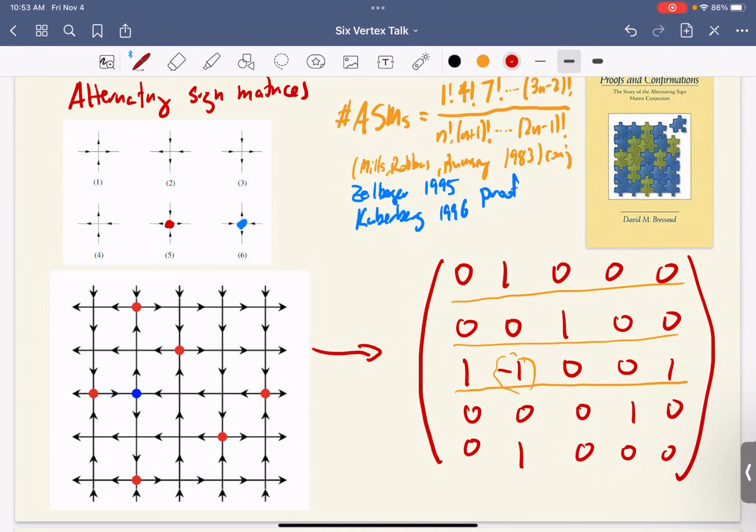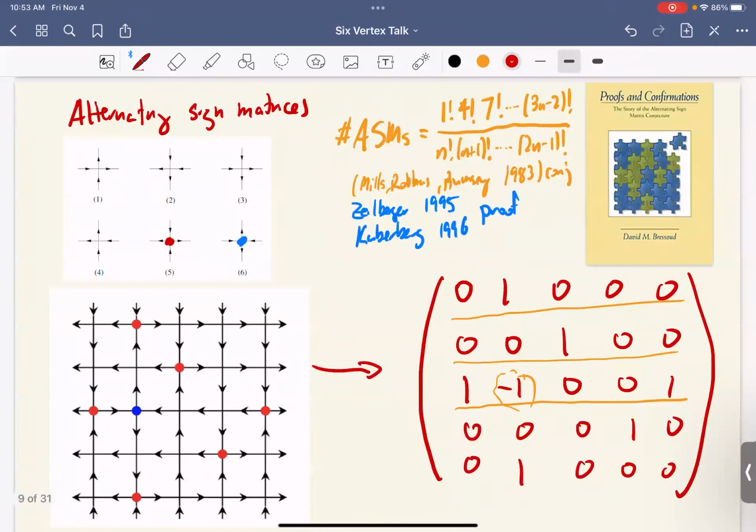But yeah, I think that is the origin. Then it turned out these guys, Mills, Robbins, and Rumsey, were looking at this and they noticed that this seemed to be the same enumeration as totally symmetric plane partitions. And so there was a lot of interest. This was the number that they conjectured counted the alternating sign matrices, which was proved by Zeilberger in 1995 and almost immediately after by Kuperberg.